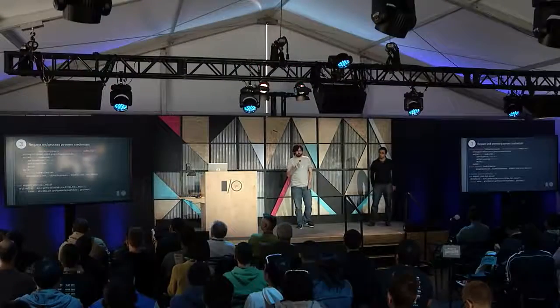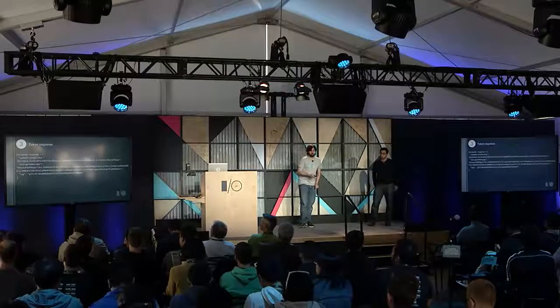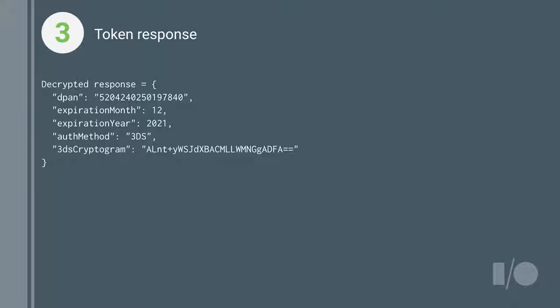Now, let's dive a little deeper into what the payment token actually looks like. In the case where you receive the payment credential directly encrypted, it is just this nice little JSON blob containing a bunch of keys related to our encryption scheme. Not all that interesting, but there are some interesting things to be said about the decrypted response that you can see in the next slide. There are 2 fields here that I would like you to pay attention to. The first one is the DPAN. The second one is the 3DS cryptogram.